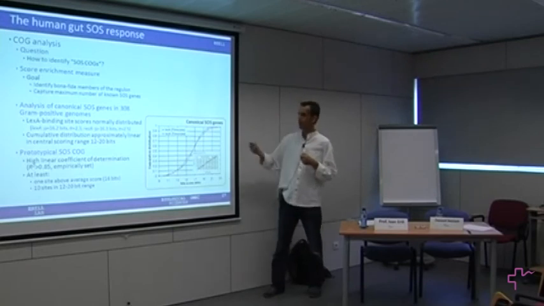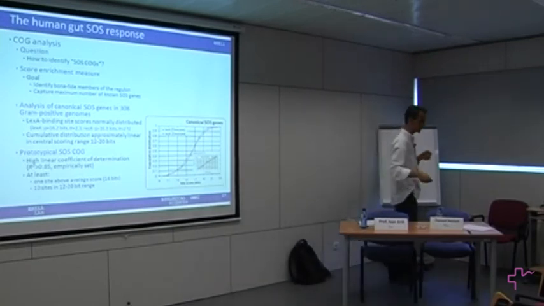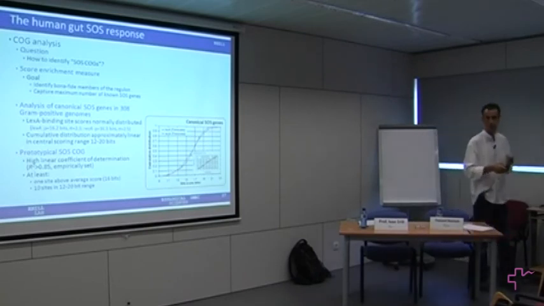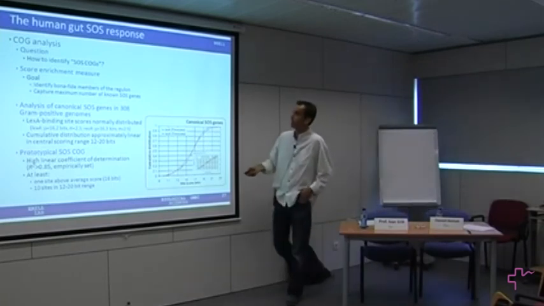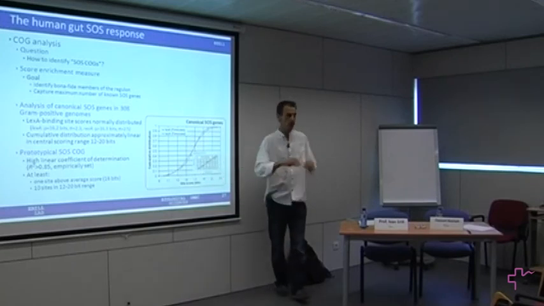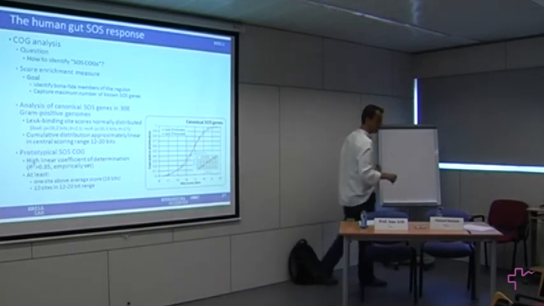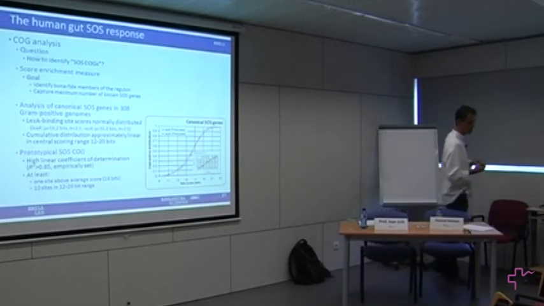And what we found was that it was pretty much normally distributed. So the scores of LEX-A binding sites upstream of these two genes were normally distributed with a mean at around 16 bits. And that meant that the cumulative distribution was approximately linear in the 12 to 20 bit range.